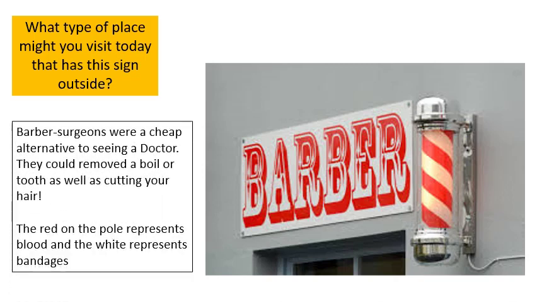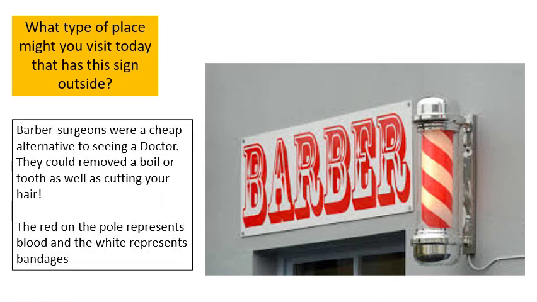So that red and white sign there actually goes back to medieval times when barbers were actually also surgeons, if you can even believe that. So not only were they trained to cut hair, they could also operate on people. So they were cheaper than a doctor, and they could do things like removing boils or teeth, as well as cutting your hair. The red on the pole in the picture represents blood, and the white represents bandages. So any time now that you see those red and white signs, that is what it actually means. It's going back to medieval times, so it's pretty interesting.